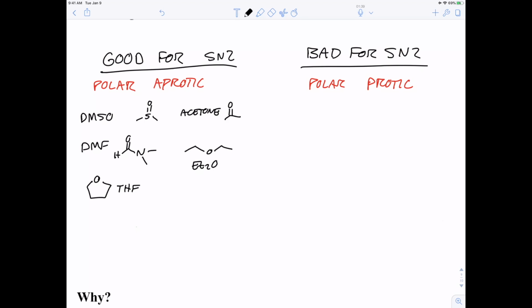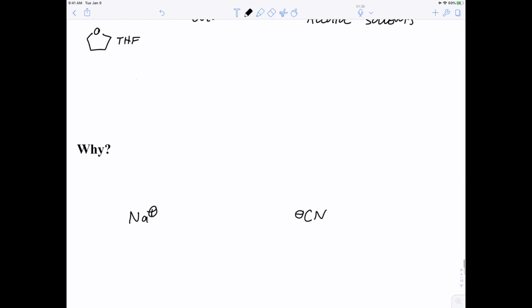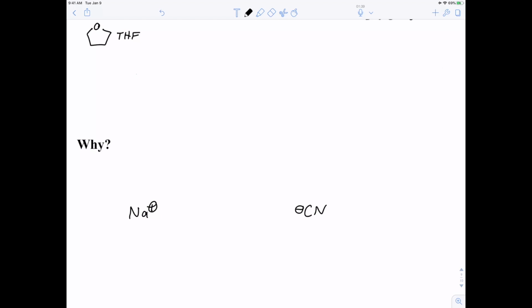The ones that are not so good for SN2, the protic ones, are going to be things like water, methanol, basically anything that's an alcohol solvent. Anything that has those OH bonds in it is no good for SN2. So why is that? Well, when we think about our nucleophiles, often they're going to be salts, right? So this sodium cyanide or sodium azide, etc. We want to be able to make sure that we can solubilize those salts, which polar aprotic solvents can do, but not solubilize them too well.